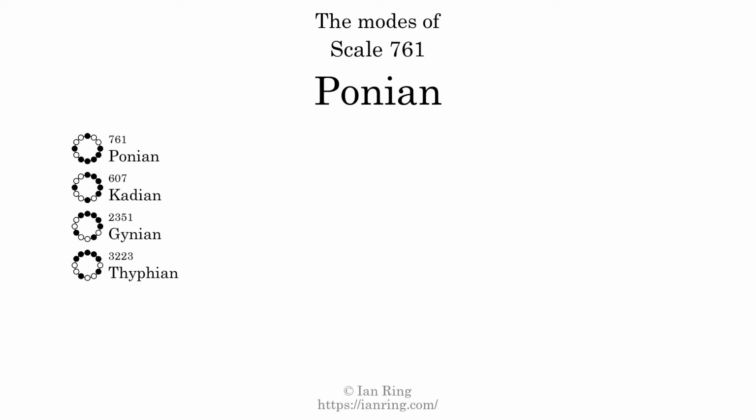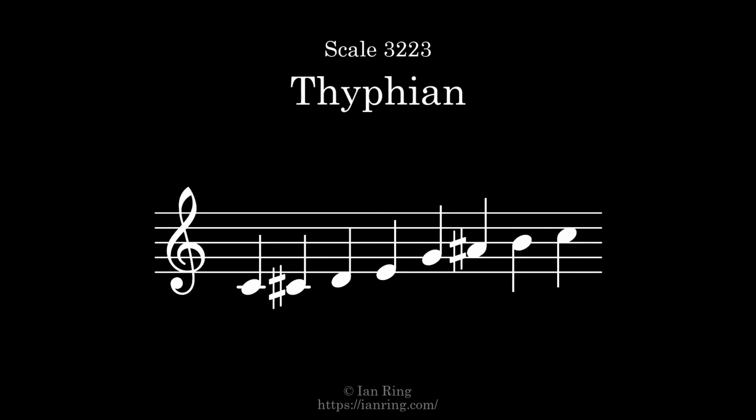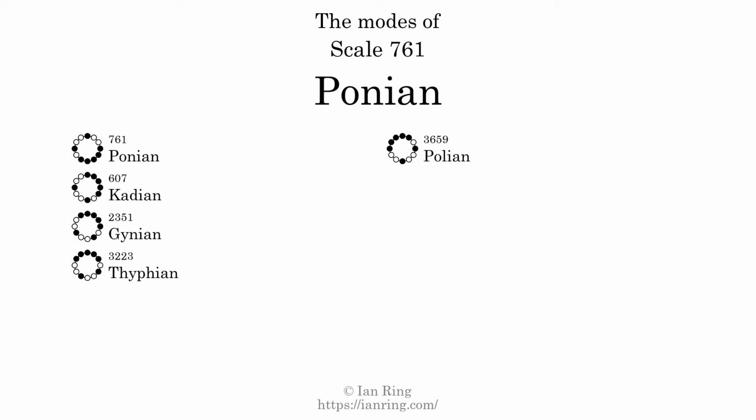The fourth mode is scale 3223, also known as Thiphian. It sounds like this. The fifth mode is scale 3659, also known as Ponian. It sounds like this.